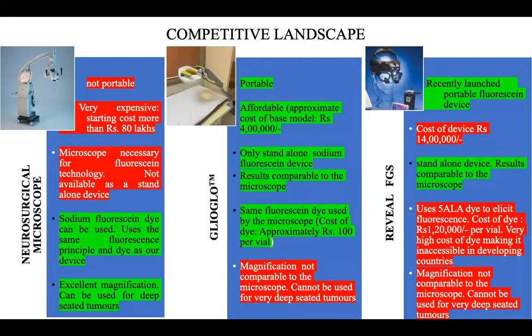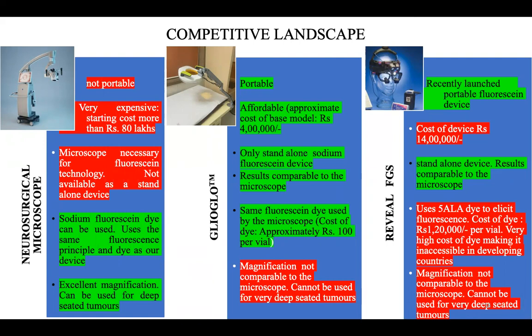For comparison, Glioglo, as we have discussed, is the only standalone fluorescein portable device which is available in the market. However, if you have to consider the competition, there are two main competitors with fluorescein technology for malignant brain tumors. First is the neurosurgical microscope, which is the gold standard. The advantages of our device over the neurosurgical microscope include its portability and the low cost. Also, it is the only standalone device, and the results are comparable to the microscope.